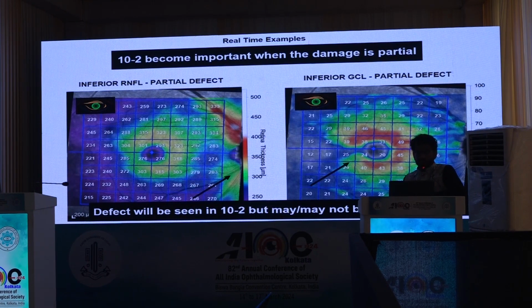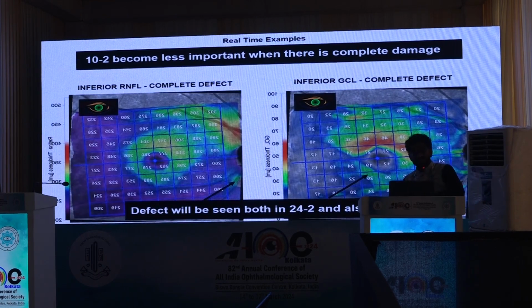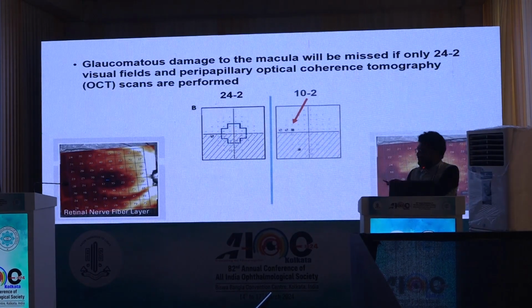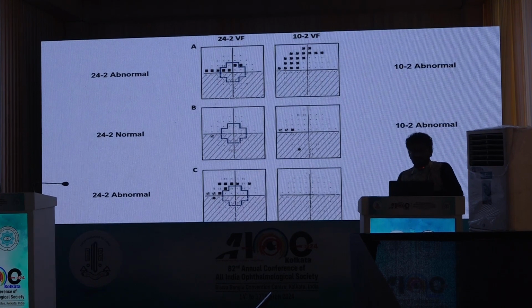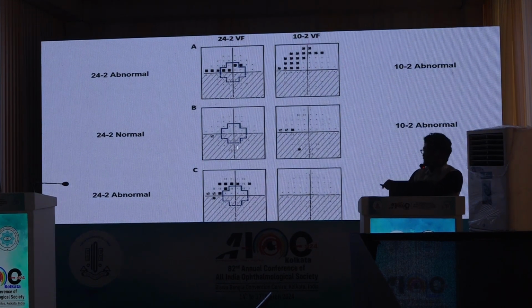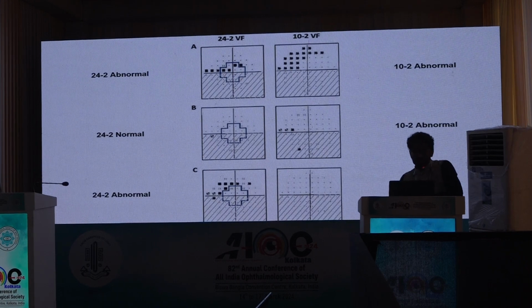Whereas you have another combination where the defect will be seen in 10-2 but may or may not be seen in 24-2, and then we have the traditional scenario where the defect will be seen in both. In traditional teaching it was thought that if 24-2 is normal, you don't do a 10-2, but that thought is changing, and the structure-function correlation holds well for every glaucoma that we see. These are the three permutations and combinations that we tend to see in our practice.